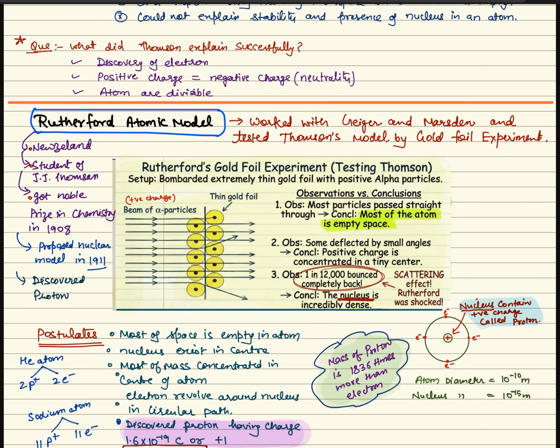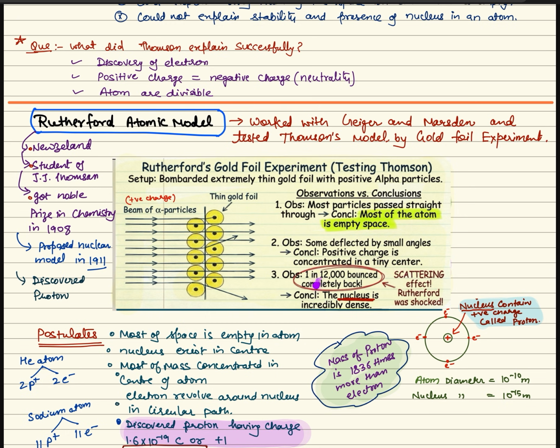Okay, the second observation: some were deflected by a small angle. If some are deflected by a small angle, then what was the conclusion? Positive charge is concentrated in a tiny center. Because the positive charge is here, because of the positive charge they are deflected, isn't it? They are deflected because positive always repels. So this positive charge inside the atom deflects the positive alpha rays. So the conclusion is that positive charge is concentrated in a tiny center.